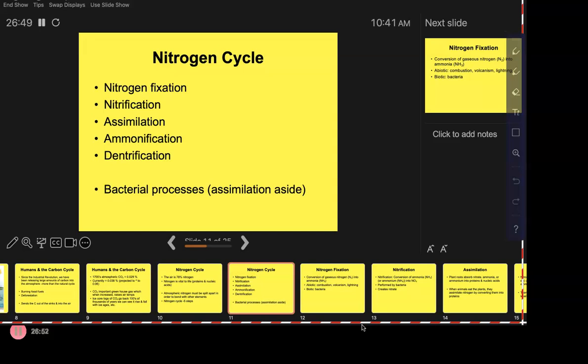Okay, the nitrogen cycle is pretty important. So: fixation, nitrification, assimilation, ammonification, and denitrification. These are primarily bacterial processes.